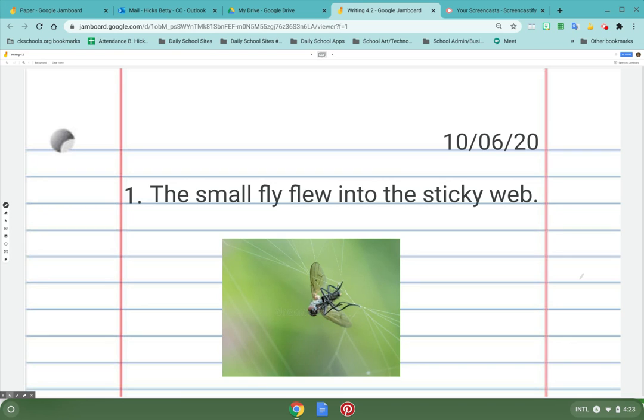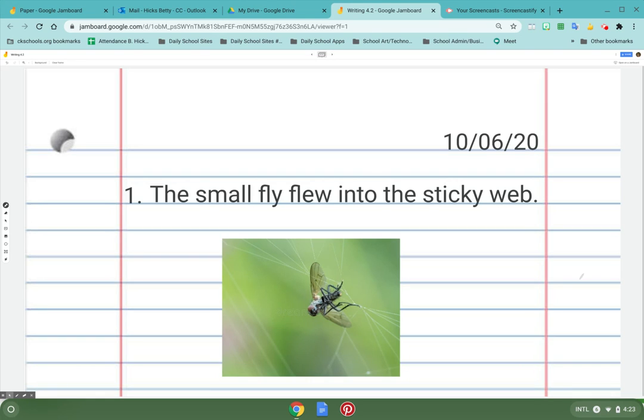If you notice, I'm on the front page of a piece of paper again. I have my holes on the left. I have my date at the top next to that right margin. And it is the 10th month, October. The 6th day is when I'm recording this, and the 20th. And I believe that's the same day that you will be working on this, which is Tuesday. I'm actually recording it a little bit earlier.